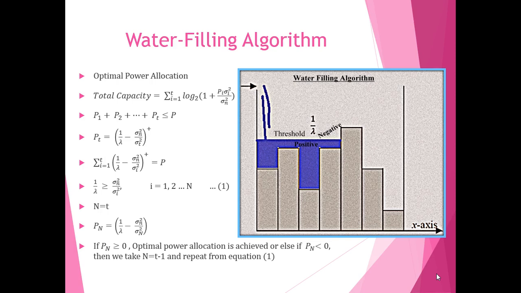Next, the optimal power allocated to all the participating channels is found out by Lagrange's multiplier method. We also use the water filling algorithm that says that any channel whose noise level exceeds the threshold of 1 by lambda, where lambda is the Lagrange's multiplier, is allocated 0 power, and any channel below the threshold will have optimally allocated power.